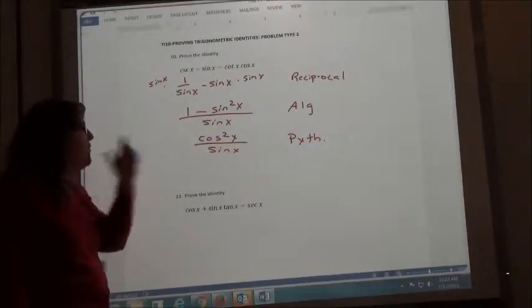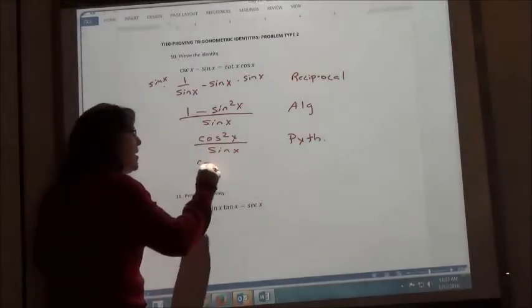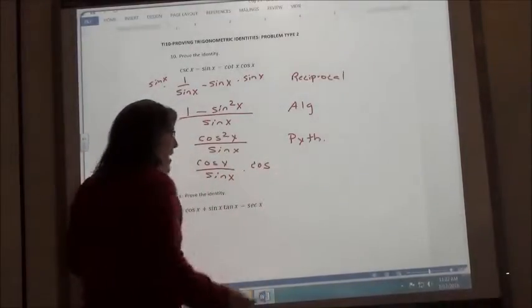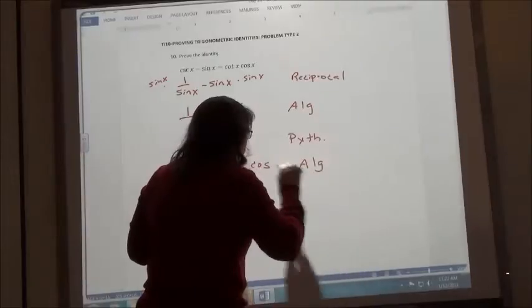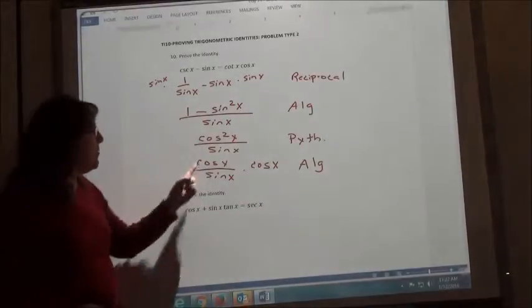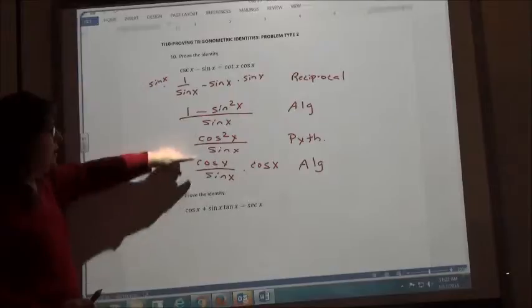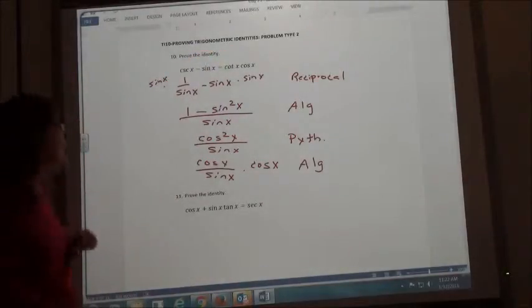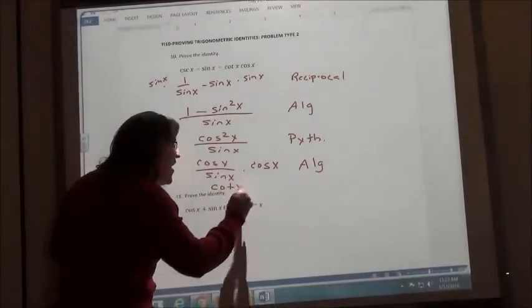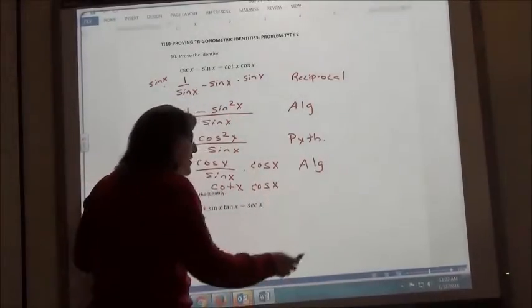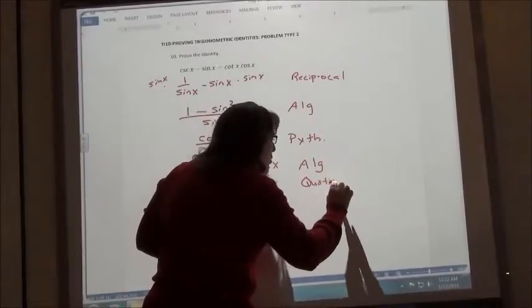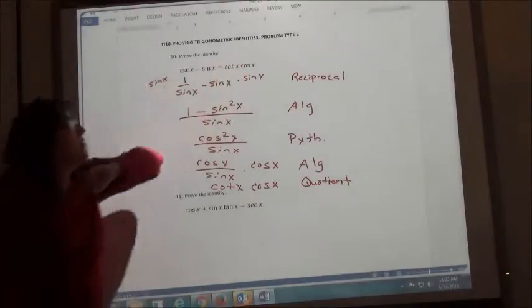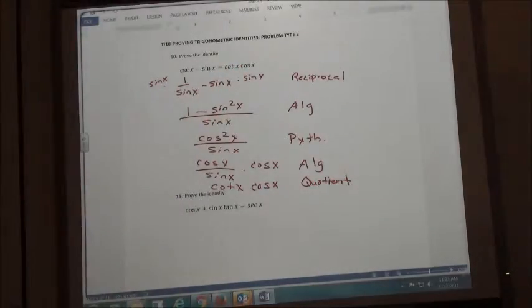Then I say, if I divide that up and make that cosine of x over the sine of x times the cosine of x, I just did some algebra. Right? I took cosine squared and made it cosine times cosine. Cosine over sine happens to be my quotient identity. That's equal to the cotangent of x times the cosine of x, using my quotient identity. And now I've got it all simplified into what they wanted me to make it into in one expression.